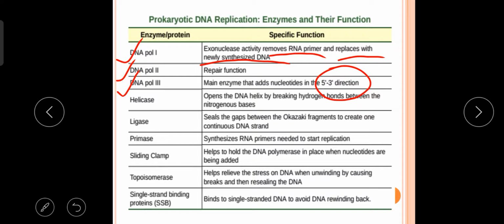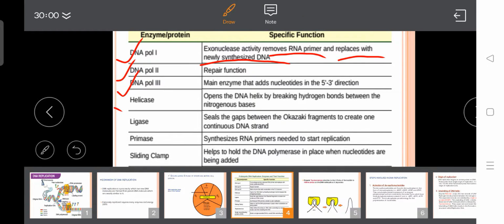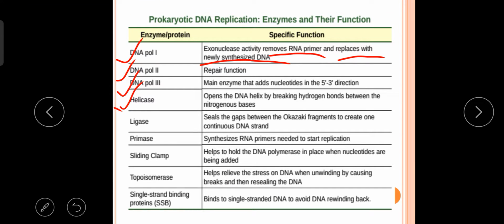The next one is the helicase enzyme, again a very important enzyme. The helicase enzyme helps in the breakdown of the hydrogen bonds present between the two strands of DNA, that is, between the nitrogenous bases. Next one is the ligase.